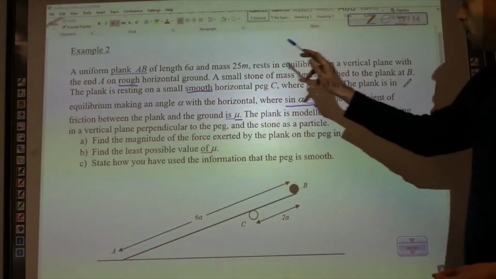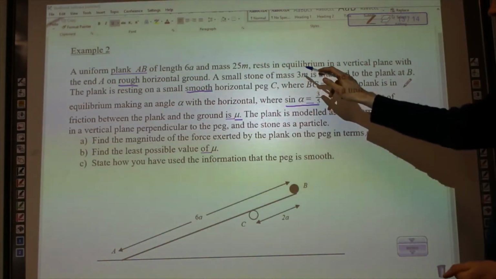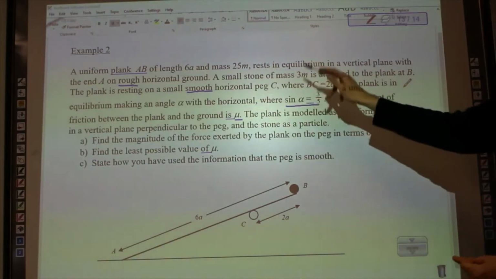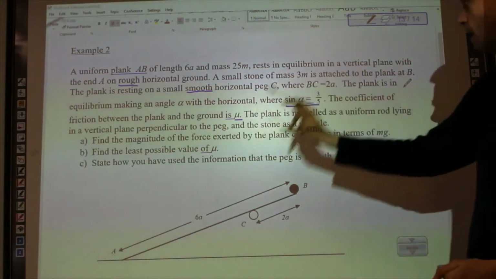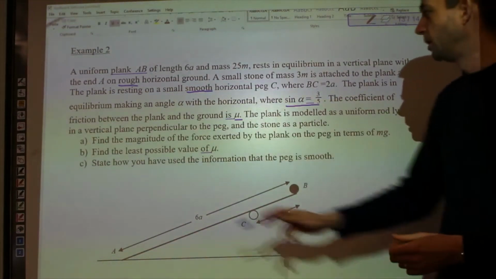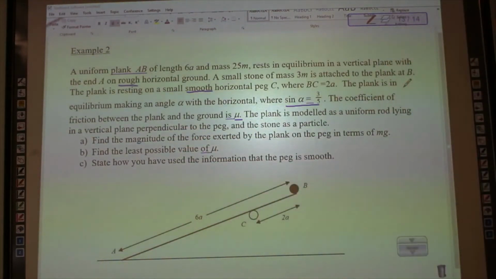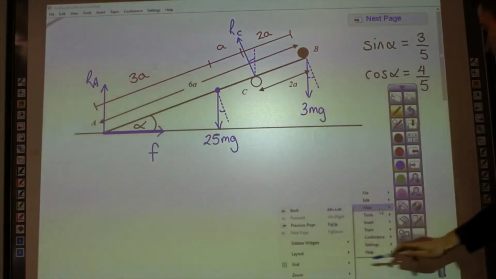Right, let's review again what it is that we are working on. So we've got mass 25m, small stone of mass 3m attached at B, smooth horizontal peg at C, where BC equals 2a, and we've dealt with that, and at the moment we don't know the coefficient of friction. Okay. So the first thing that we're being asked is to find the magnitude of the force exerted by the plank on the peg in terms of mg.